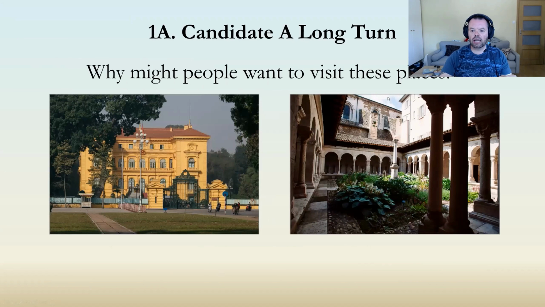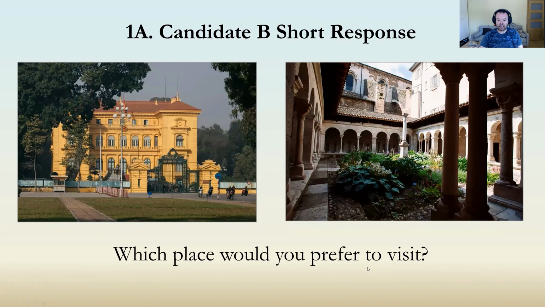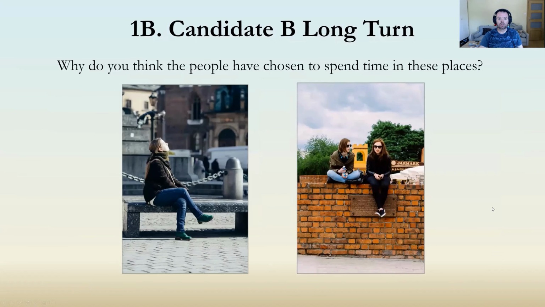And part 2 is what we call the individual long turn. So the way this is structured then is candidate A gets 2 pictures and a question. Why might people want to visit these places in this case? They have 1 minute to talk about the 2 pictures, answering that question. At the end of that minute, candidate B is given a short response question, in this case, which place would you prefer to visit? Then they swap. Candidate B has their 1 minute, then candidate A has 30 seconds in which to respond.